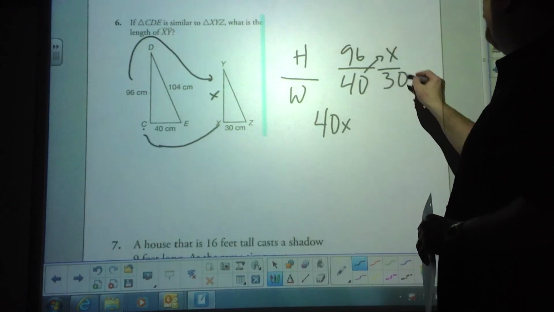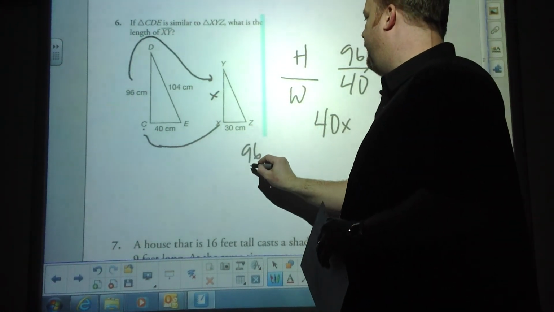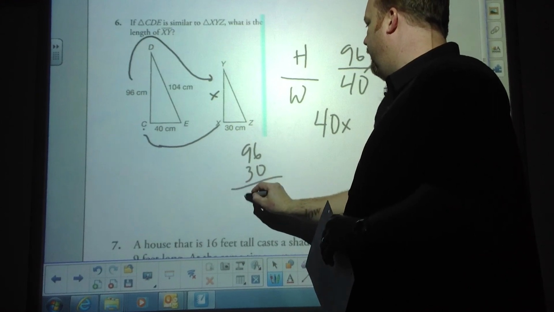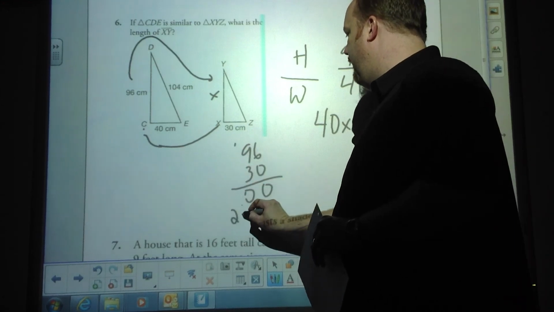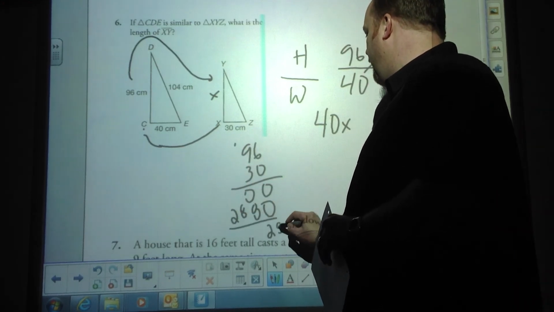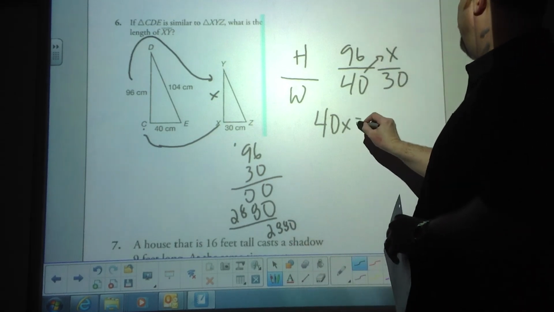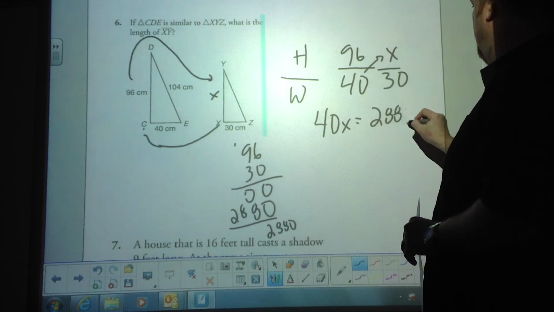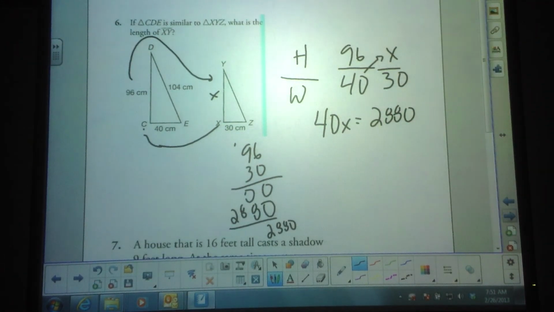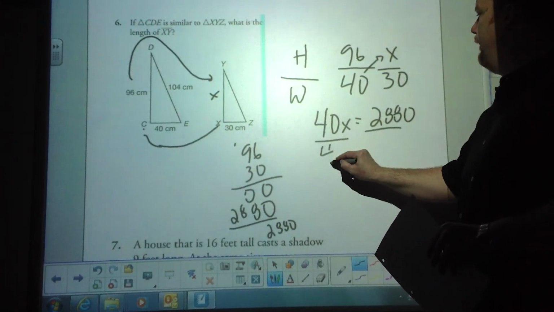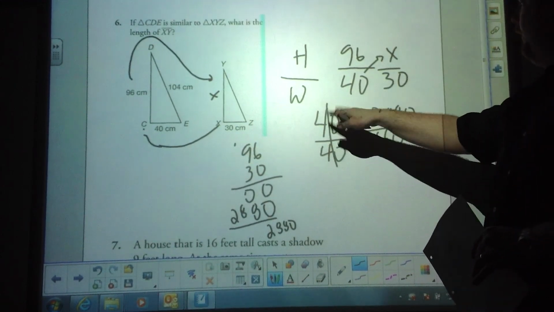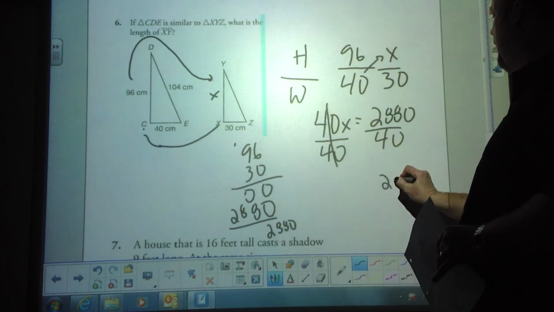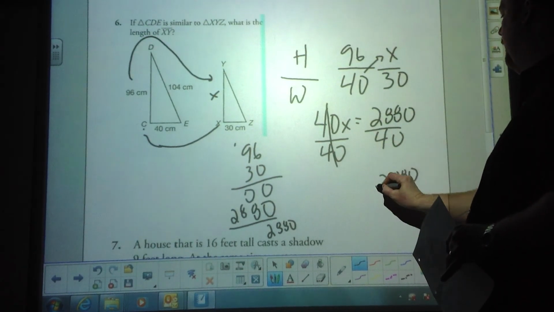So we're going to have 40x equals 96 times 30. So we're going to say 96 times 30. 0, 0, 0. 18, carry my 1, 28. For a total of 2,880. I'm going to divide both sides by 40. This is a skill that you have to learn, the one-step equation. This is gone, those cancel out. Now you're going to have 2,880 divided by 40.